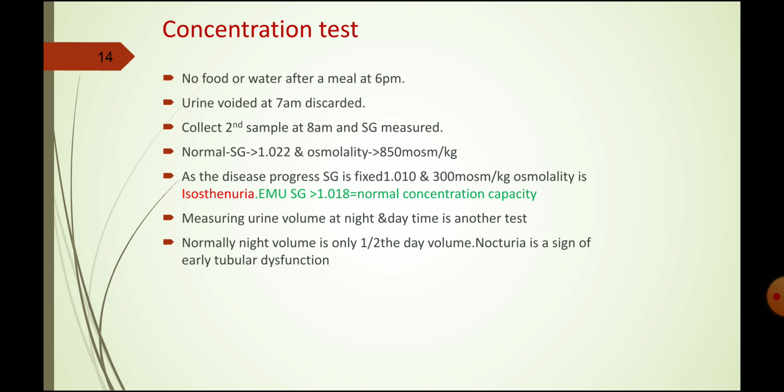Measuring the urinary volume at night and in the day is another important test to assess the concentrating power. Normally, night volume is only half of the day volume. So nocturia is a sign of early tubular dysfunction. If there is excess urine at night, that is another indication of tubular dysfunction.